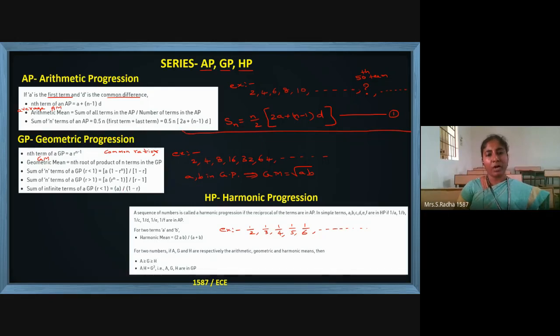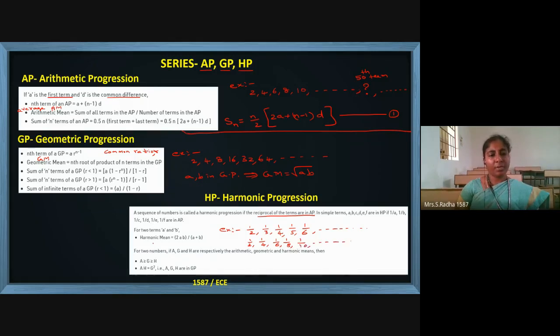Now I am going to harmonic progression. Harmonic progression will be in this fashion: the terms are the reciprocal of AP. Harmonic progression is nothing but the reciprocal of AP. Already for AP I gave the first example, 2, 4, 6, 8, 10, like that. So the same thing you can use here: 1 by 2, 1 by 4, 1 by 6, 1 by 8, 1 by 10, etc. This is an example for harmonic progression.